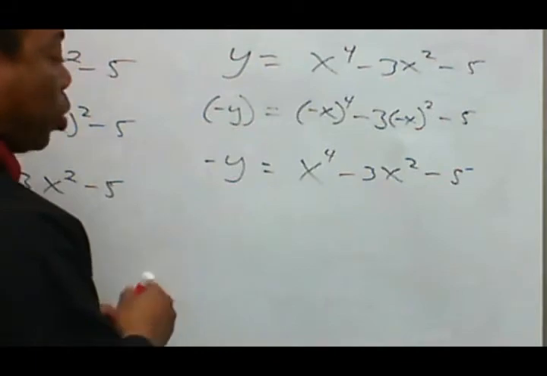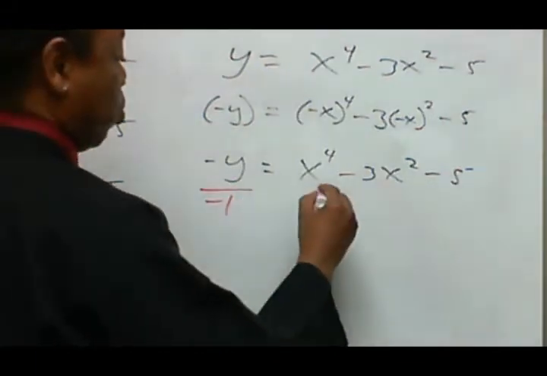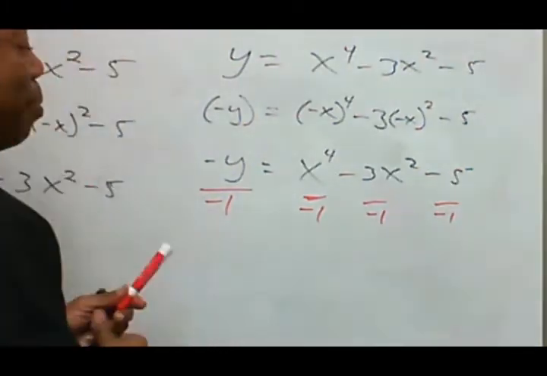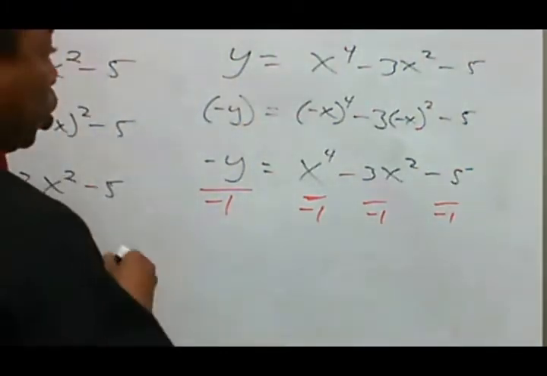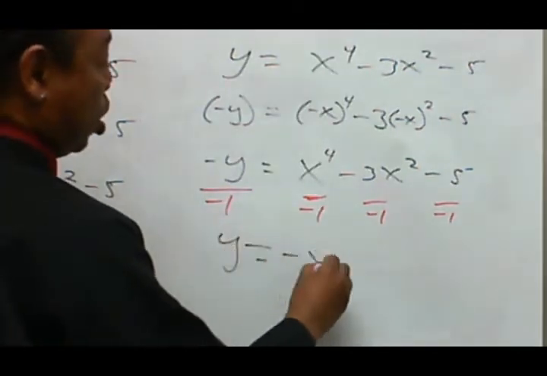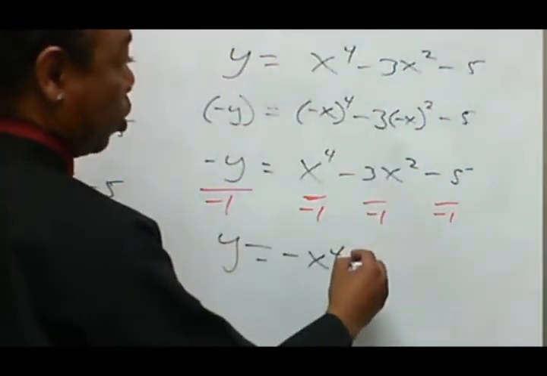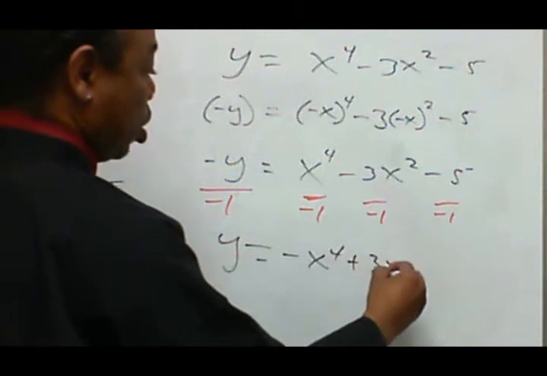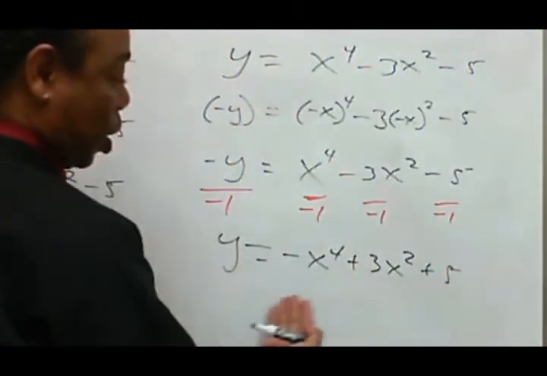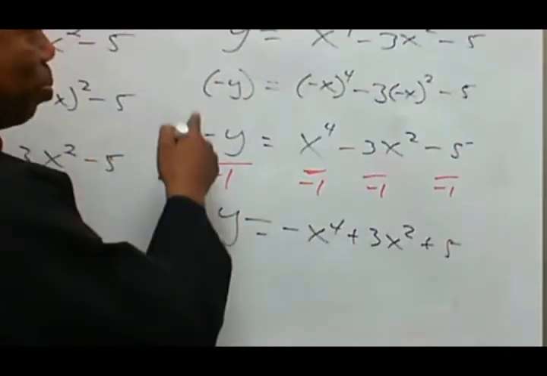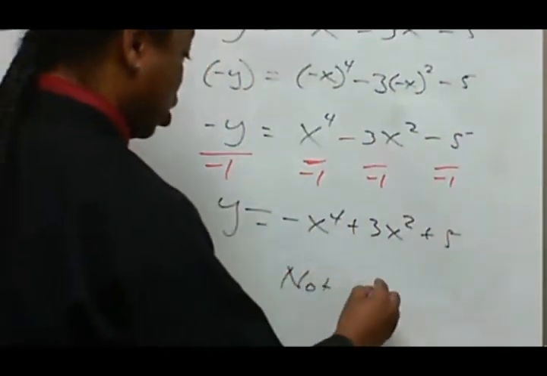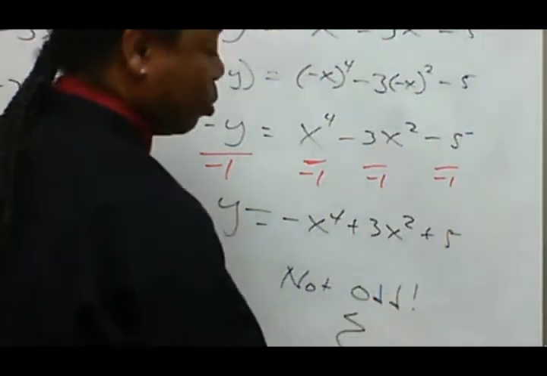Even if we were to multiply or divide everything by negative 1, this still does not simplify back to the original, which should have been y equals x to the fourth minus 3x squared minus 5. Instead, we get this. So nothing simplifies back to the original. So this is not an odd function.